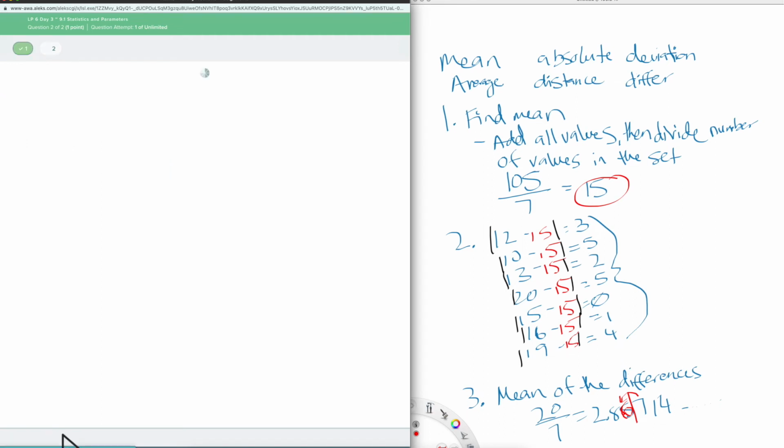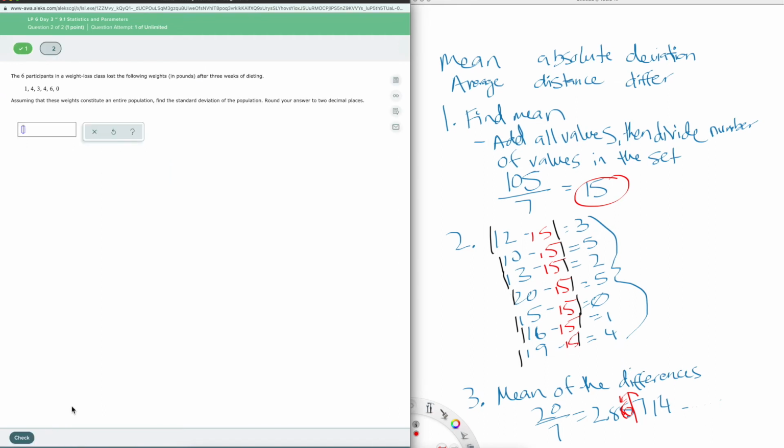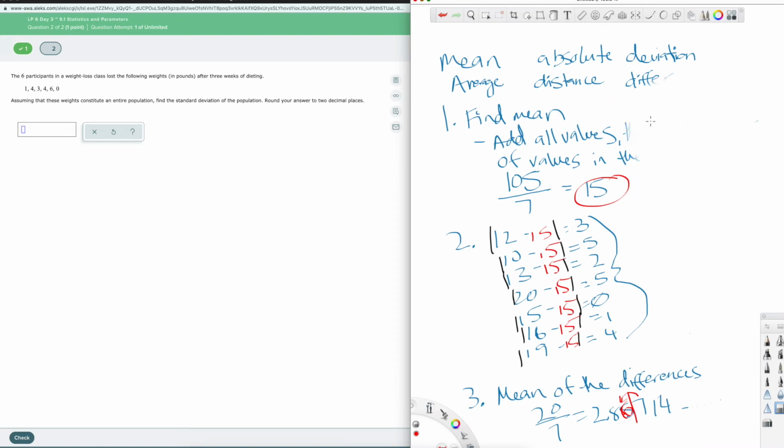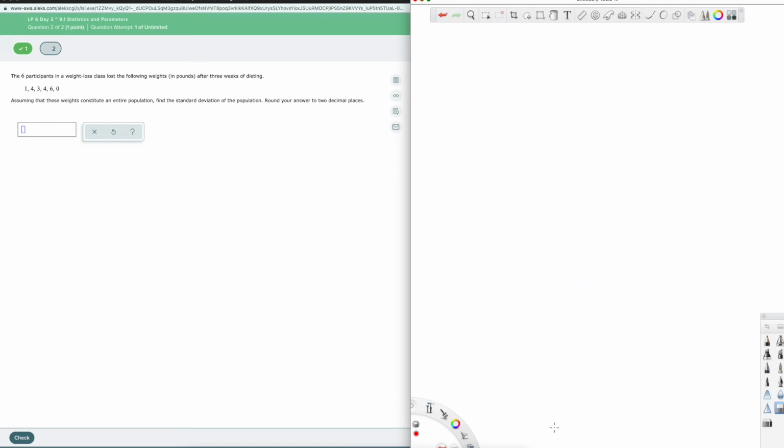The next one we're going to do here is called the population standard deviation. So similar steps, but not exactly the same. We're going to do something a little bit different. With this one, the first step, we're still going to find the mean. So that's still the same idea. We're finding the mean.